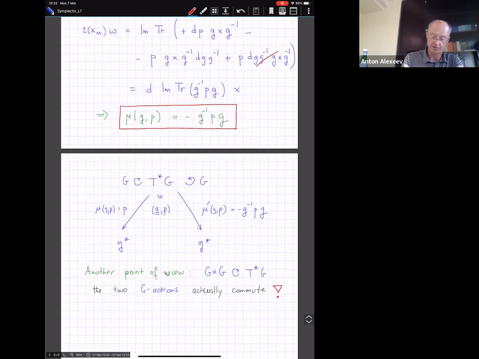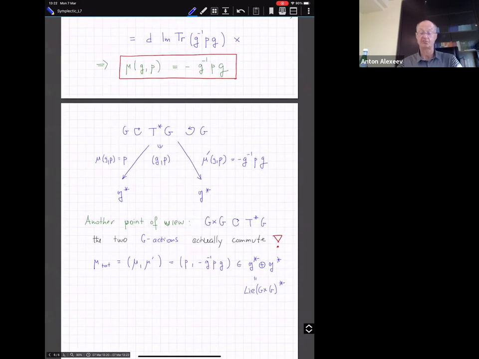And then the moment map, let me call it mu total, is simply equal to mu prime, and it equals P minus G minus 1 PG, and it takes values in G star plus G star, which is actually the dual space of the Lie algebra of the direct product. So that's another viewpoint on that.